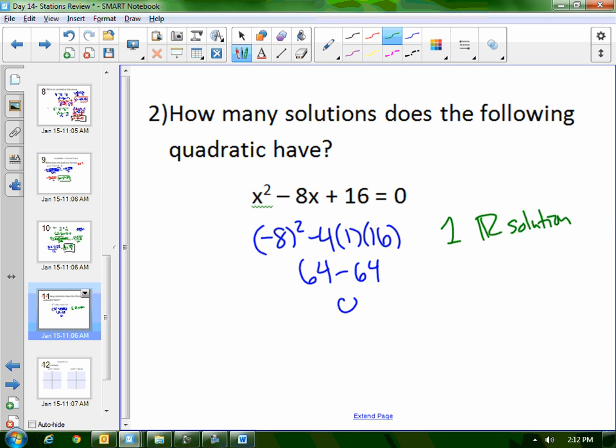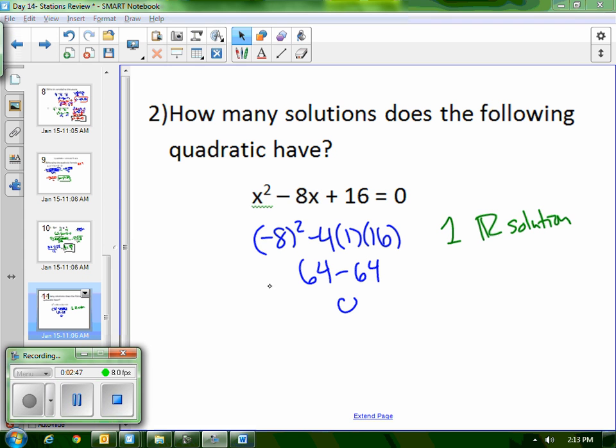When you've got a positive number, you're going to get 2 solutions. When you get 0, you get 1 solution. And if you get a negative under the square root, like here, you get 2 complex solutions. And that's what the discriminant's for. The quadratic formula is awesome.